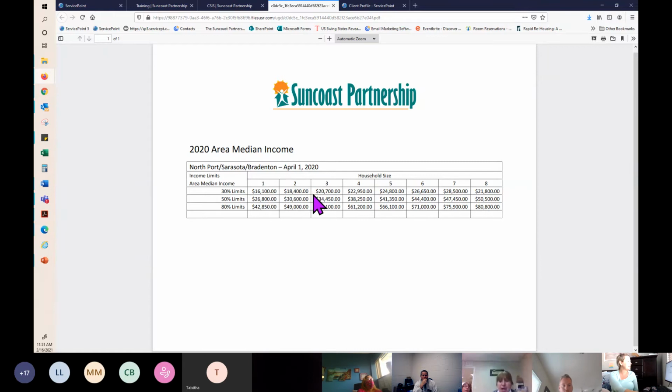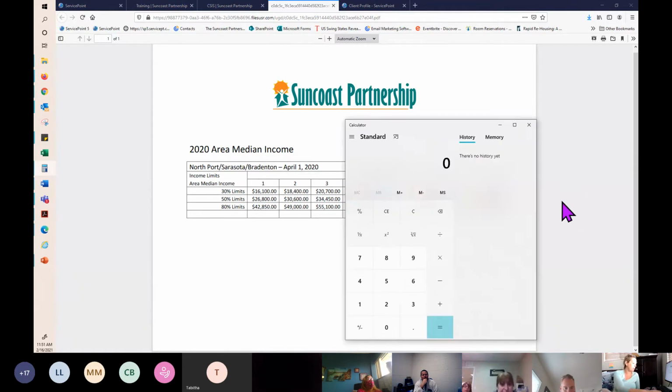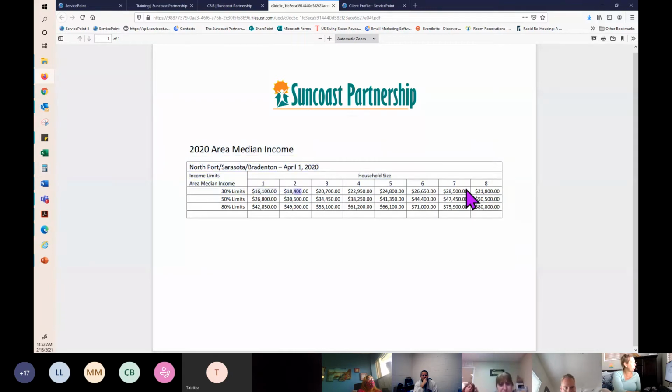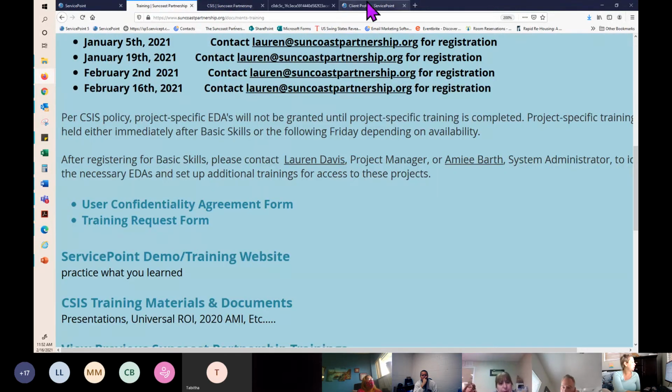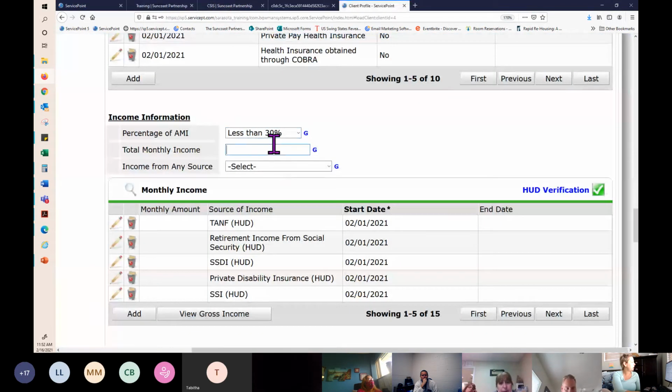So the client is making $1,360 a month times 12. They're at $16,320 annually with a household of 2. That puts them below 30%. Okay, less than 30, $1,360. That's that $1,000 plus the 360.